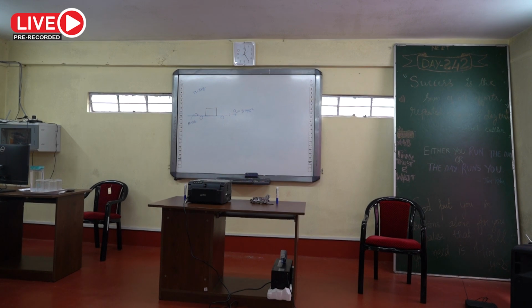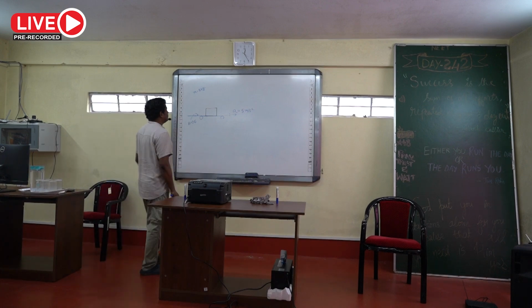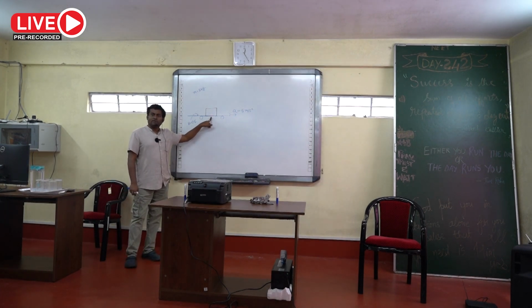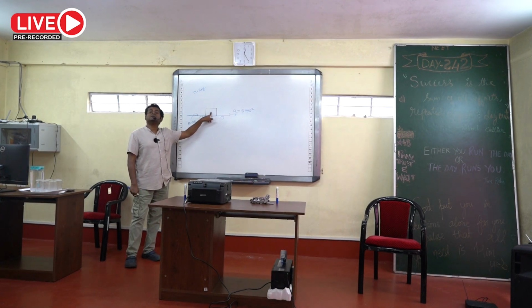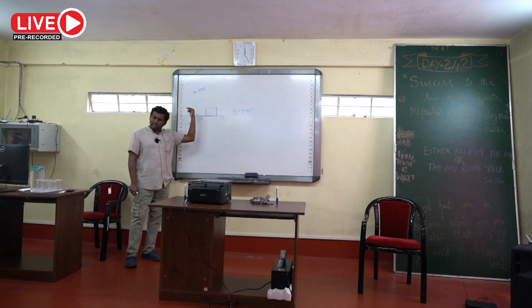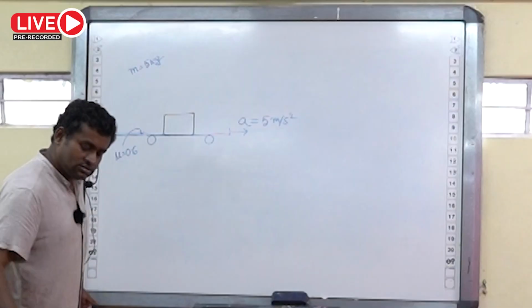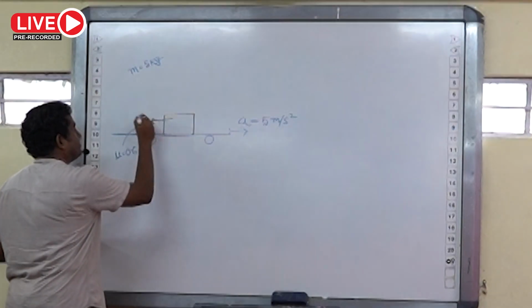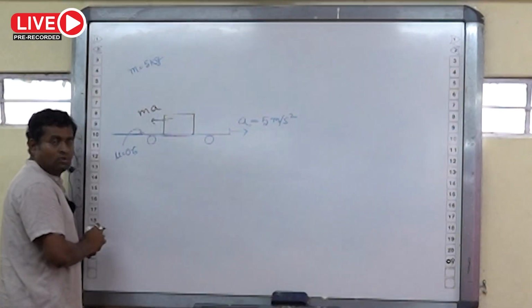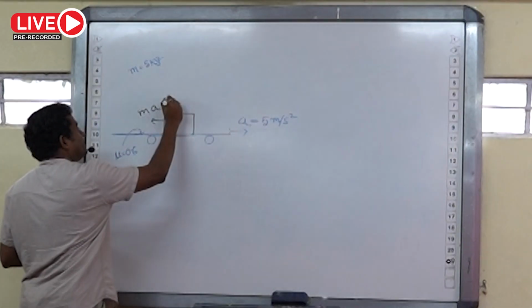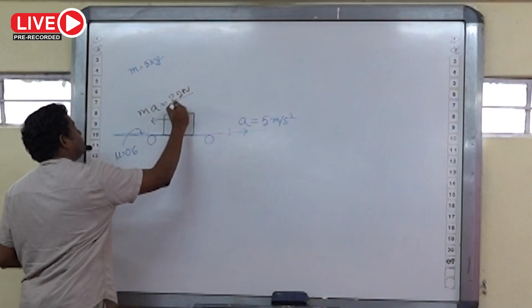As soon as the car starts, there is an acceleration of the entire system in the forward direction. So if we consider from the frame of the car itself, the frame of the truck, that is an accelerating frame. In this accelerating frame, this object will feel the pseudo force. In which direction? In the opposite direction to acceleration. So what will be that pseudo force? M into A. What will be its magnitude? 5 into 5, that is 25 Newton.